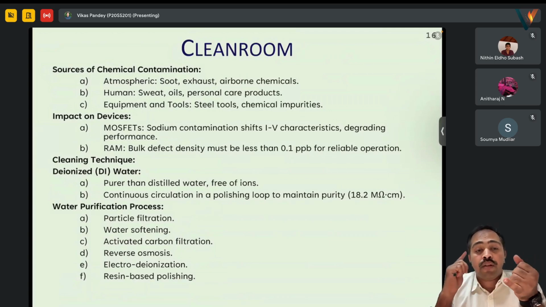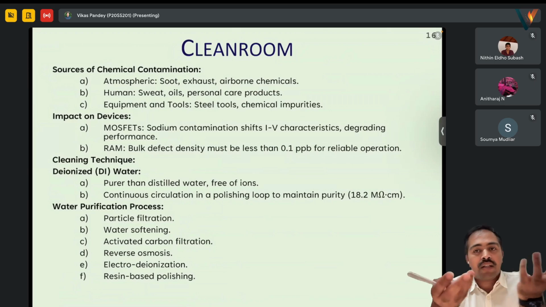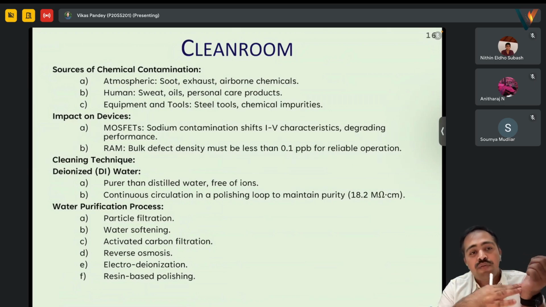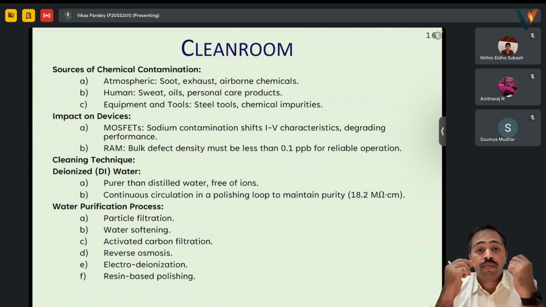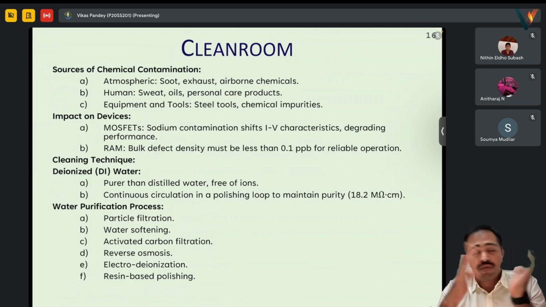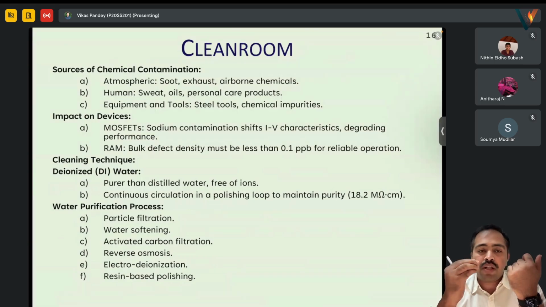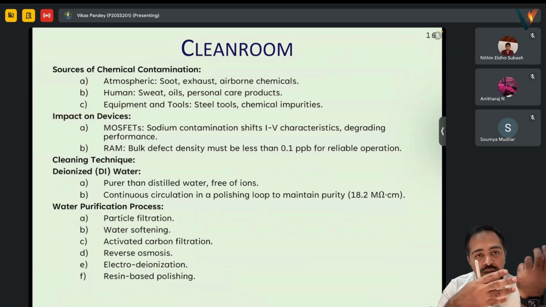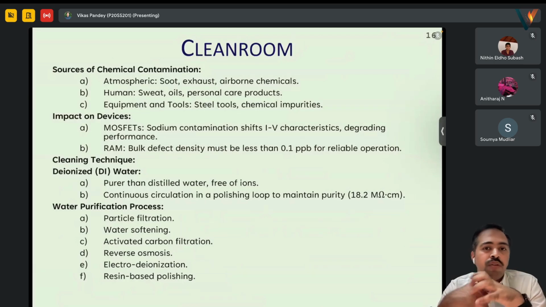Okay, so what is the effect of this? If we are talking about a MOSFET, like suppose we are going to make a transistor or MOSFET or a RAM, their operation can be affected by these small things. So we have to be in a clean environment called a clean room. Then we start with cleaning. And whenever we talk about cleaning, the first thing is water. Most of the cleaning in our household we do with water, right?